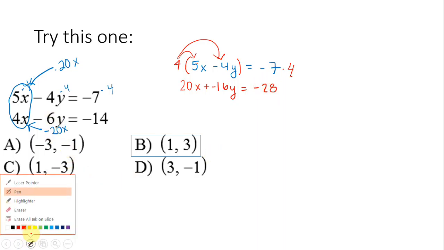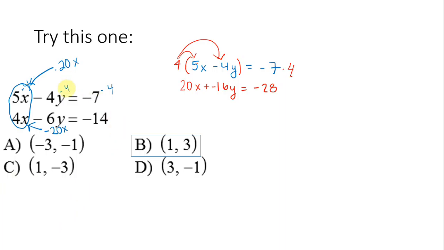Now I'm going to do the exact same thing with my other equation. 4x, to get to negative 20x, I know that I have to multiply 4 by negative 5. Thus, I will have to multiply every single term in this equation by negative 5. Rewrite my equation: 4x plus negative 6y equals negative 14. And now I'm going to multiply every single term in that equation by my negative 5 so I can get a negative 20x.